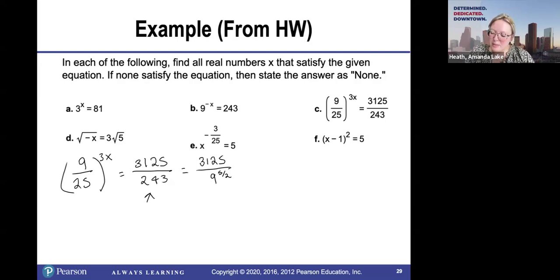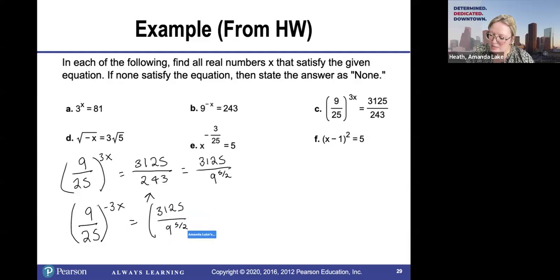So the next thing I'm going to do is take the negative root of both sides of the equation. So I have (9/25)^(-3x) equal to (3125/9^(5/2))^(-1), which is the same as 9^(5/2) over 3,125.